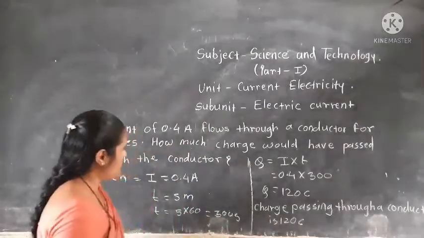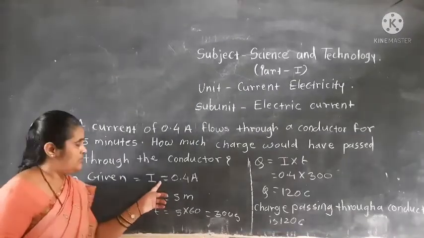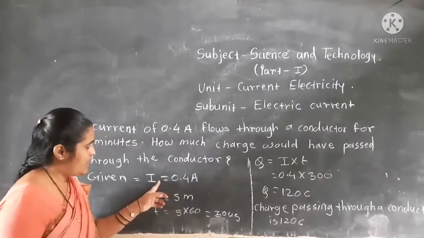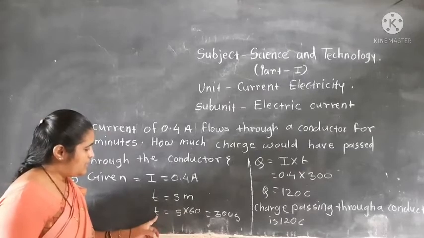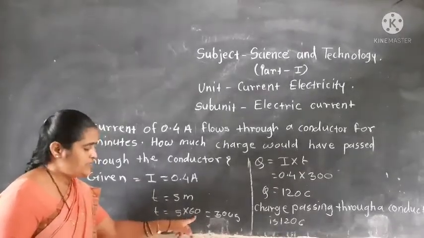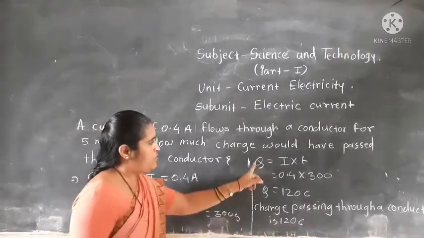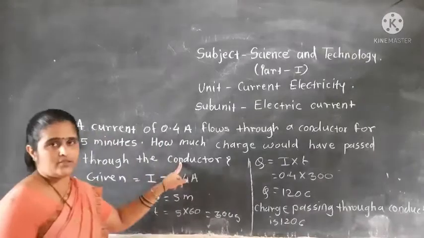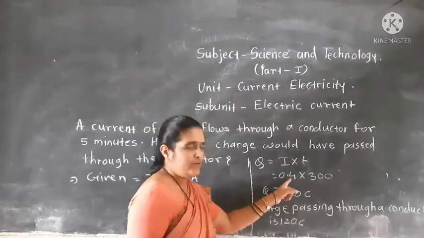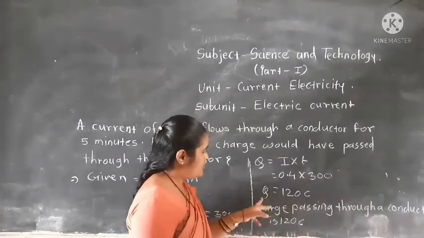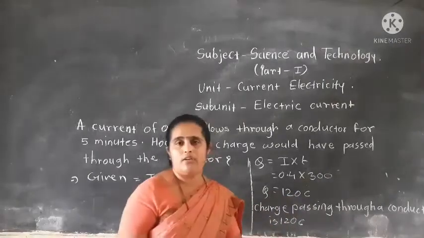Okay, let's see the example. With the help of the example, we first write the given data. Here current I is given, I is equal to 0.4 ampere. Time period is 5 minutes. This t we have to convert into seconds by multiplying by 60. 5 into 60, the answer is 300 seconds. Then we have to calculate the total charge passed through the conductor. The formula for this is Q is equal to I into t. Value of I is 0.4 into t is 300. So Q is equal to 120 coulomb. So the charge passing through a conductor is 120 coulomb.